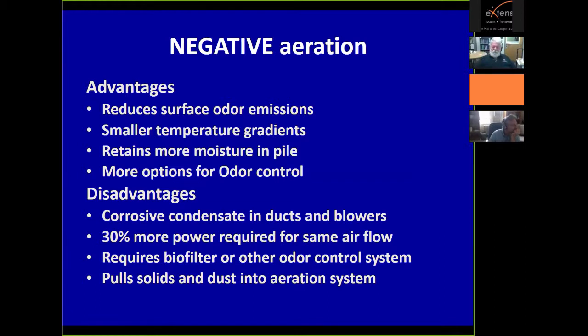You need a biofiltration unit or some other kind of odor control system. Chemical scrubbers have been used at several sewage sludge composting facilities in the past. And you do have a tendency to pull material into the aeration system. I think we're seeing today more positively aerated ASP systems than negatively aerated ASP systems.